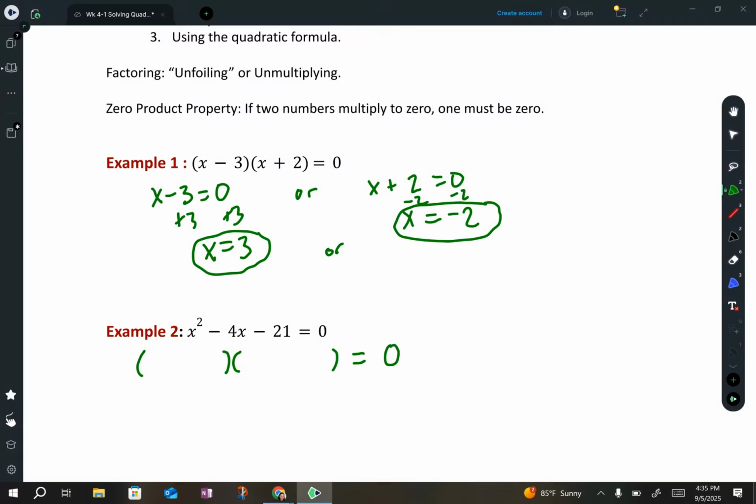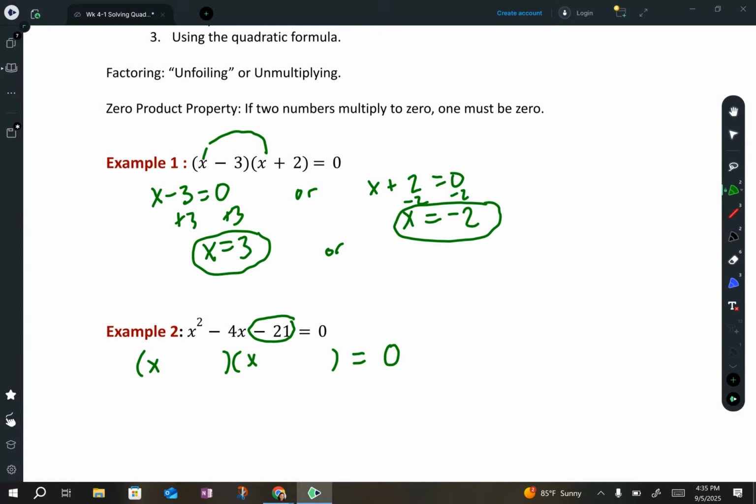If we're thinking about the opposite of FOILing, when we FOIL things out, we would go first, and that would give us our x squared. Since we have an x squared here, we know that these two quantities must both have an x. So that's our first, and then in FOILing we also have our last. So we know that these two numbers need to multiply to give us negative 21.